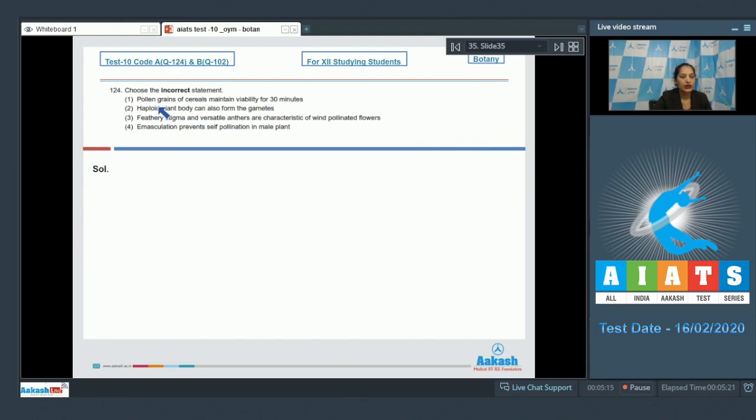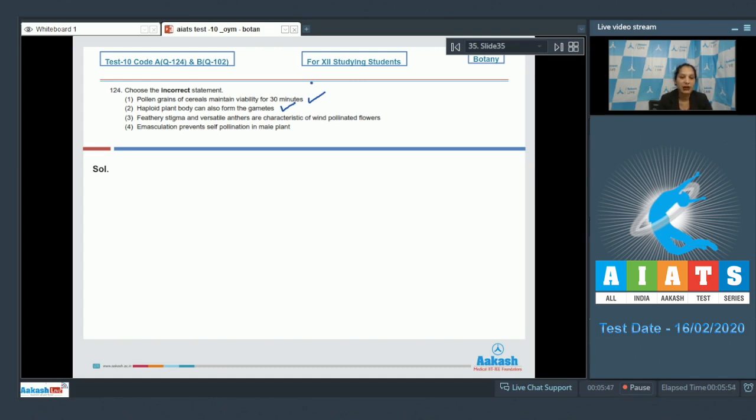Question number 124. Choose the incorrect statement. Option 1. Pollen grains of cereals maintain viability for 30 minutes. It is true that the pollens are viable only for 30 minutes in cereals. Second option, haploid plant body can also form the gametes. It is also true that haploid organisms can form gametes, but not by meiosis, by mitosis. For example, the gametophytic body of bryophytes and pteridophytes forms gametes by mitosis.